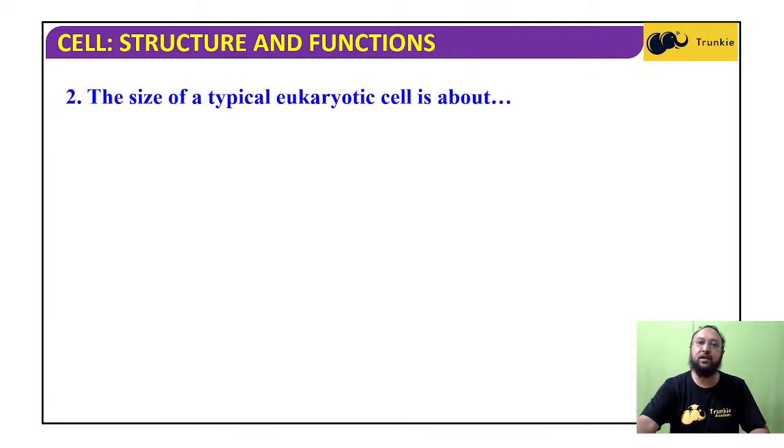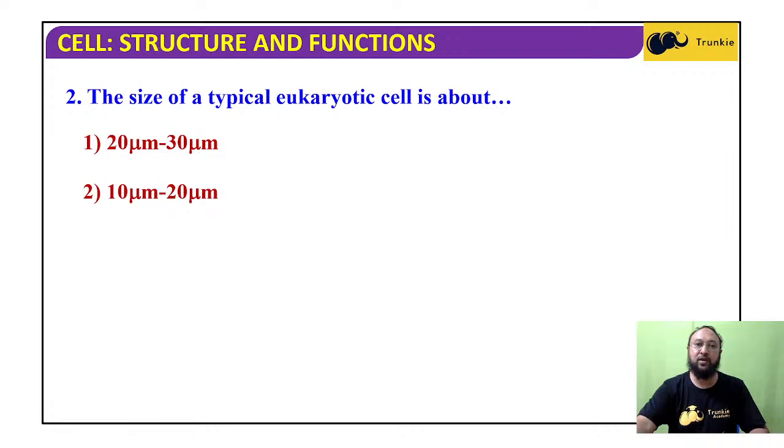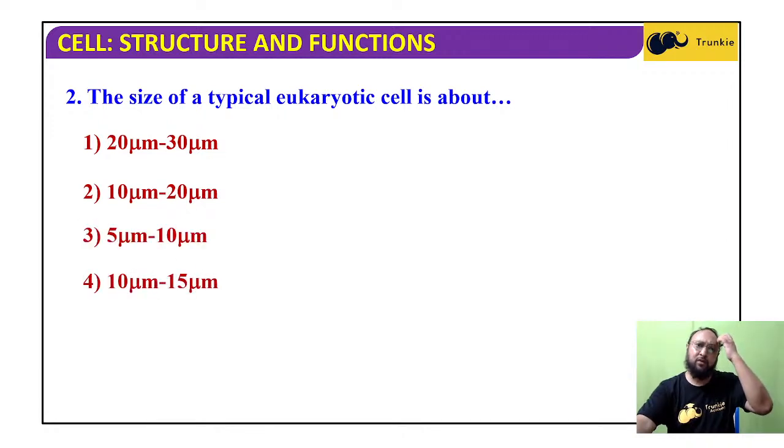The size of a typical eukaryotic cell is about 20 to 30 micrometer, or 10 to 20 micrometer, or 5 to 10 micrometer, or 10 to 15 micrometer. So it is about 10 to 20 micrometer. This is the size of the typical eukaryotic cell. There may be variations, but this is about the typical eukaryotic cell. Prokaryotic cells are much smaller than this, but eukaryotic cell size is about 10 micrometer to 20 micrometer.